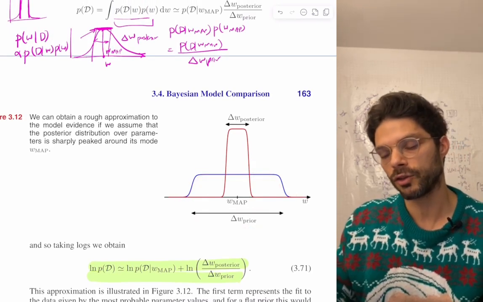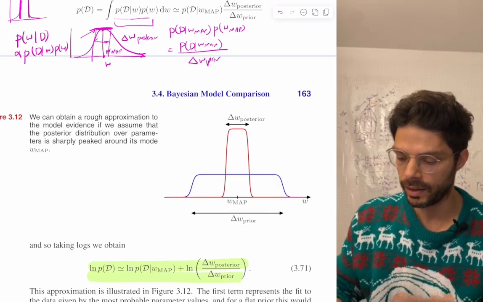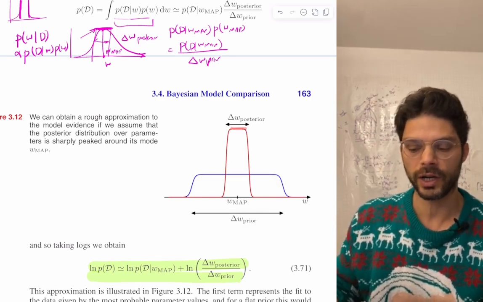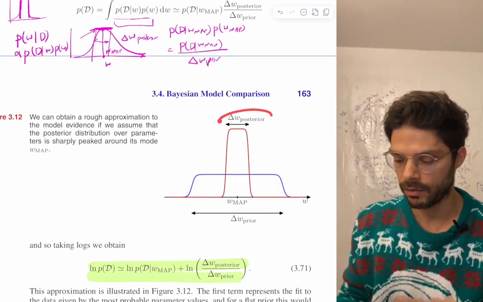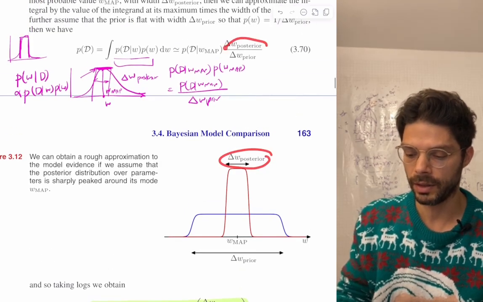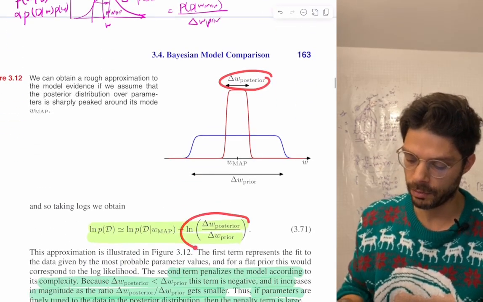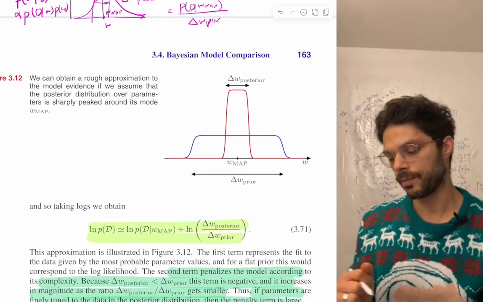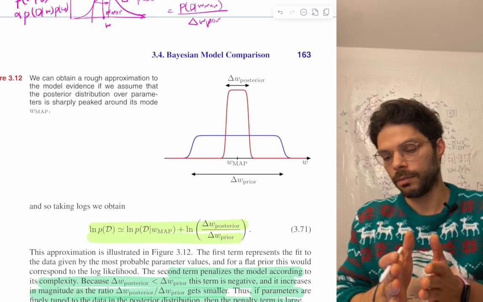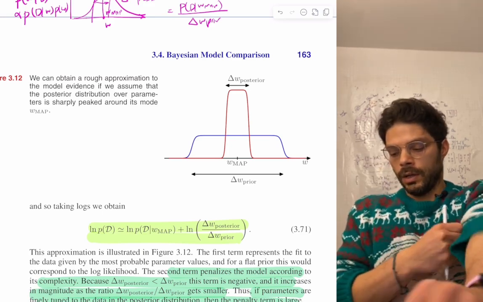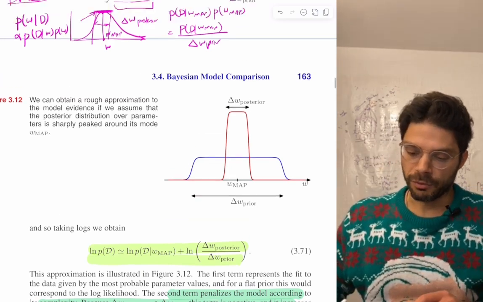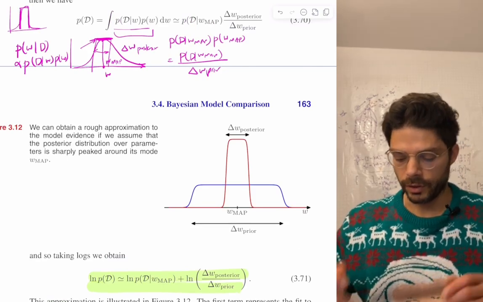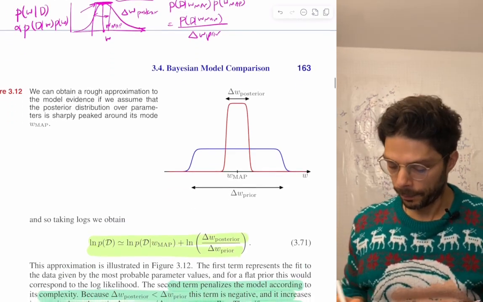But now that we've actually seen some data, that's going to shrink, right? So it's going to shrink to the smaller width of the posterior, and that's what's coming up in this expression, and it's also showing up here. So after seeing the data, necessarily our width is going to become smaller, and that's what's going to be used in this expression for the probability of data given the model.